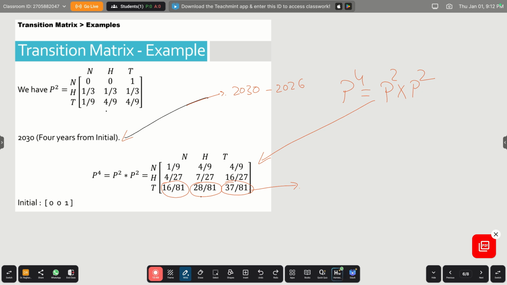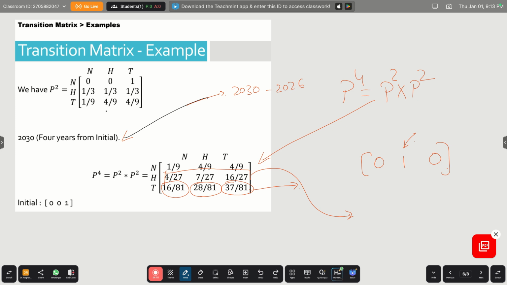It depends on what you have initially. Suppose you had Honda initially, your initial vector would have been 0, 1, 0. That means you have to see the second row. The second row will give you your result. In 2030, 4/27 is the probability that you will have Nissan, 7/27 that you will have Honda, and 16/27 that you will have Toyota.